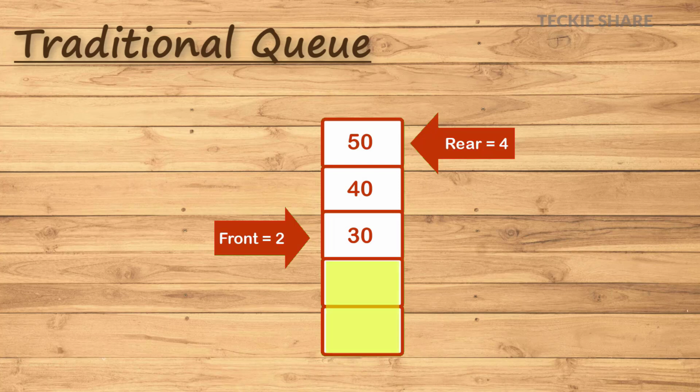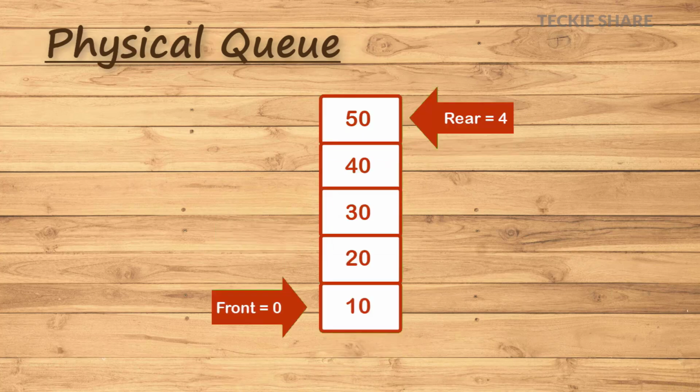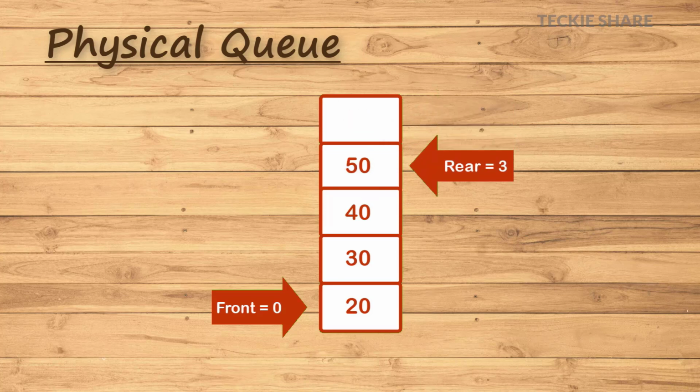So that's why we move to the physical queue. In our physical queue, we won't create any empty spaces. Instead, we simply shift all the data down towards the front positions. Here the front element won't be incremented. Instead, the remaining items are shifted down towards the front position. So if I remove the 10 value, then 20, 30, 40, 50 will be shifted down one step.